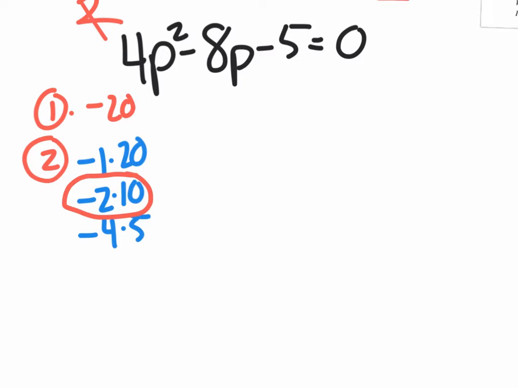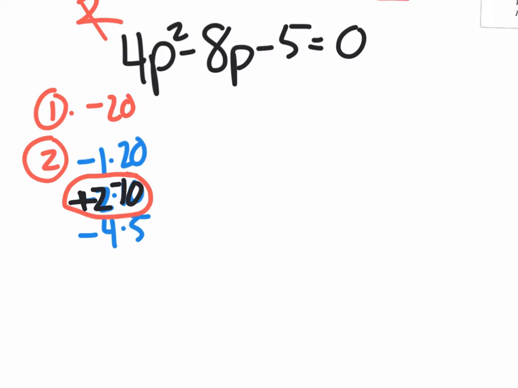However, if I do combine negative 2 plus 10, that will give us a positive 8, and we know that we want a negative 8. So we have the right numbers, we just have the wrong signs. So let's change that to a positive and change this positive 10 to a negative. So this is the correct pair of numbers, positive 2 and negative 10.